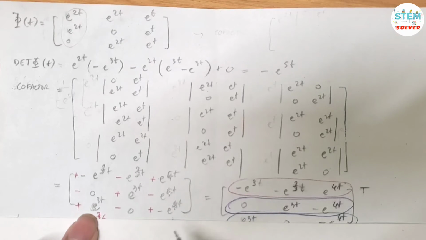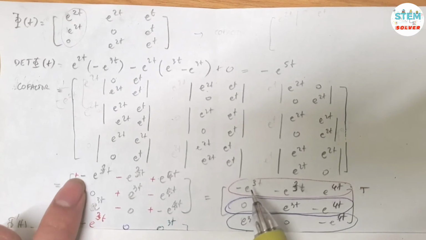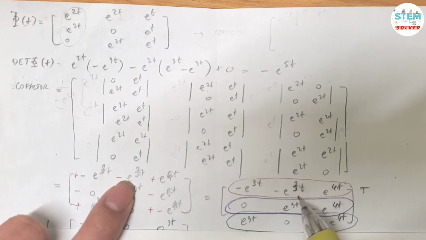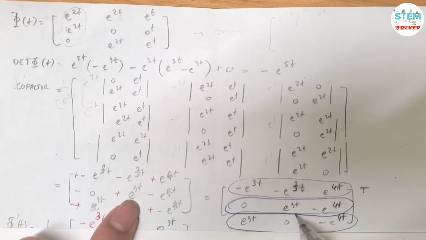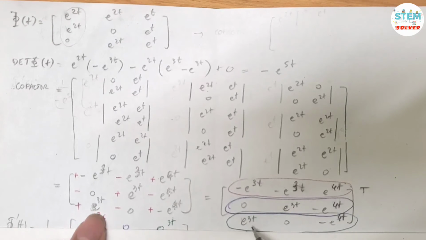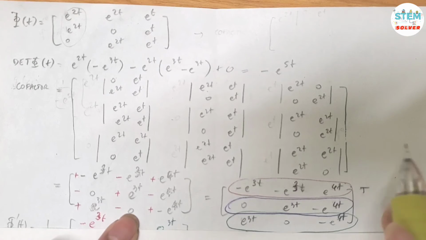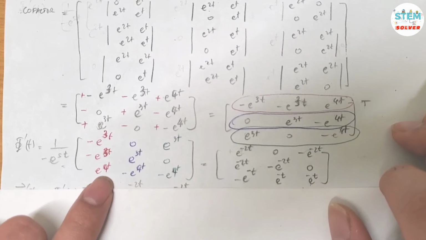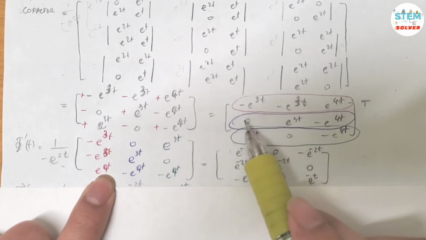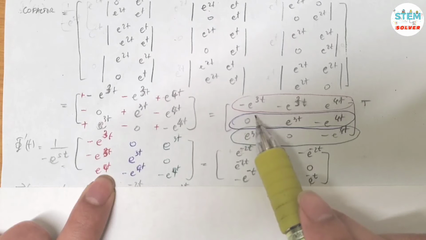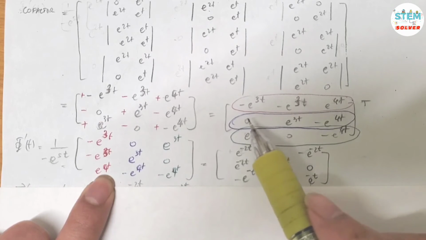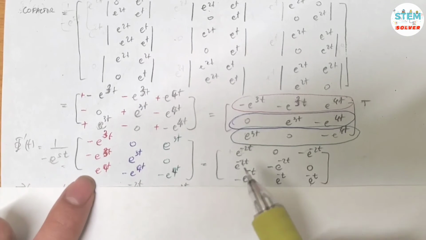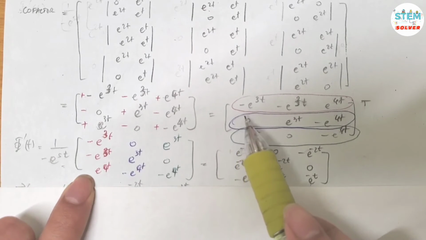Then after I simplify this, I will get a new matrix, which is this one. So negative e to the 3t, negative e to the 3t, e to the 4t, 0, e to the 3t, negative e to the 4t, e to the 3t, 0, negative e to the 4t. Then your actual matrix is the transpose of this matrix. So the inverse of phi is equal to 1 over the determinant times the transpose of your cofactor matrix.